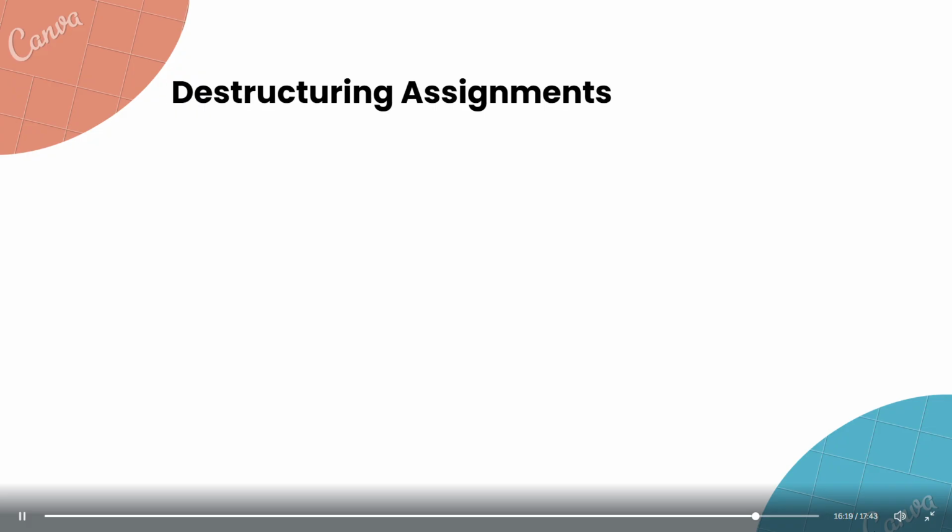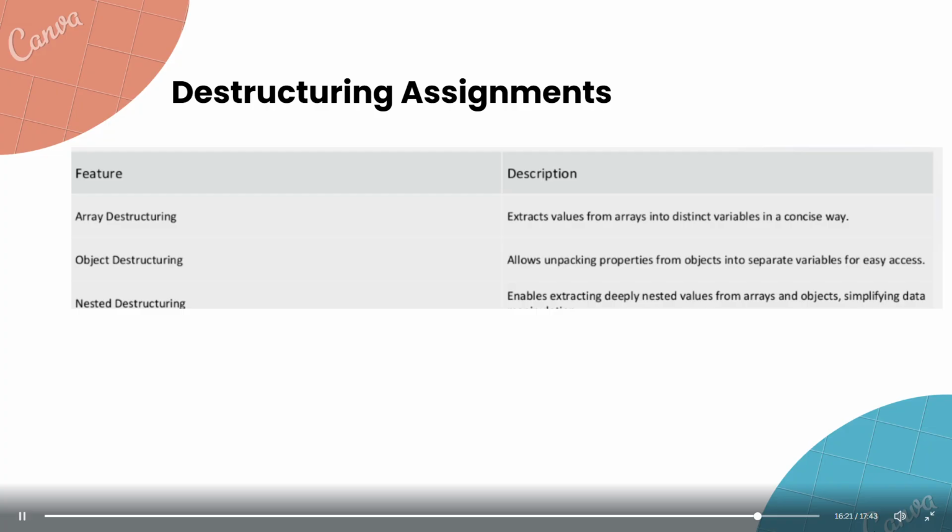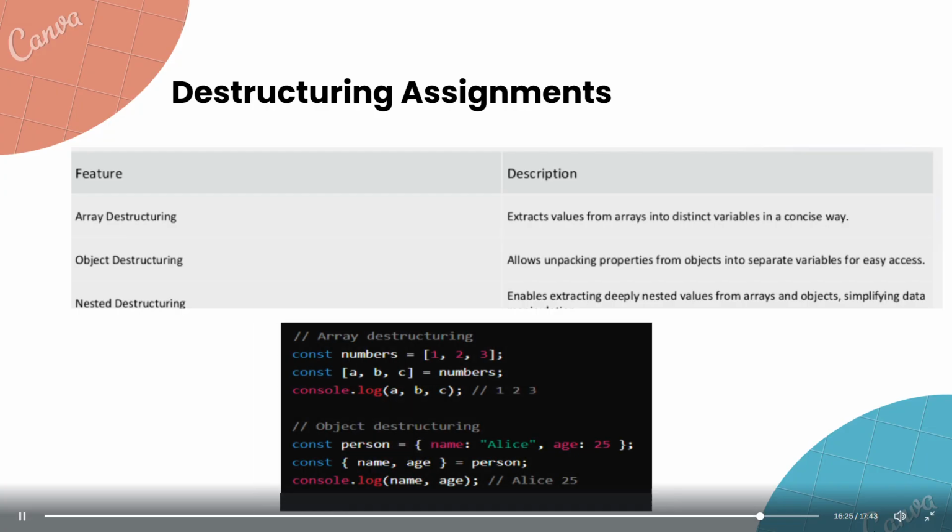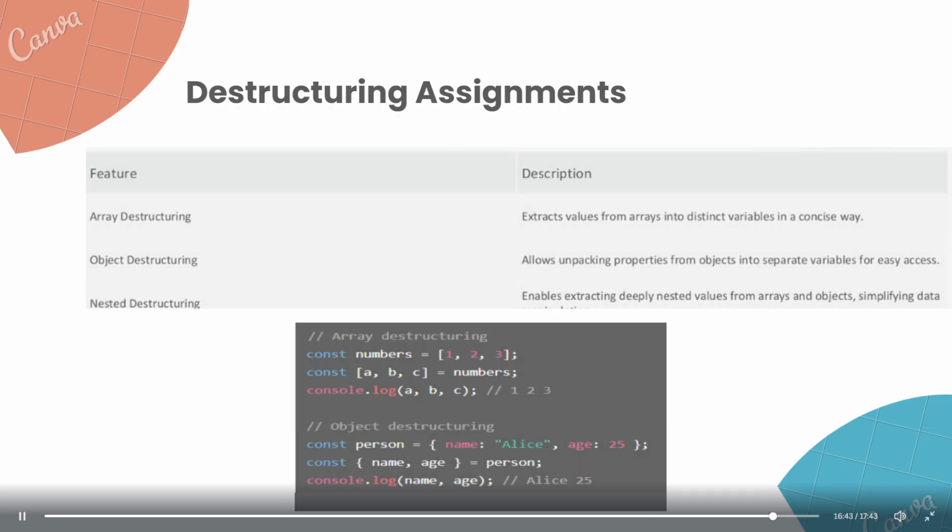Destructuring assignment. Array destructuring extracts values from arrays into distinct variables in a concise way. Object destructuring allows unpacking properties from objects into separate variables for easy access. Nested destructuring enables extracting deeply nested values from arrays and objects.